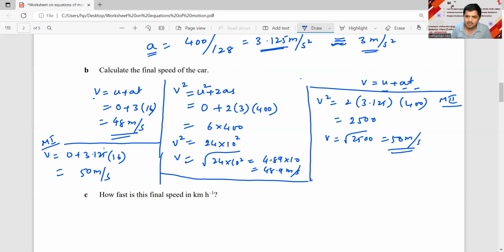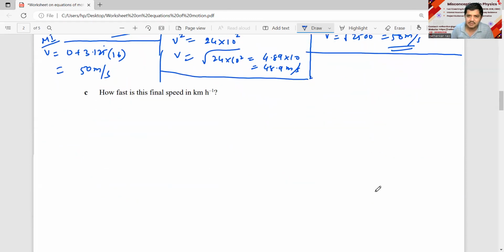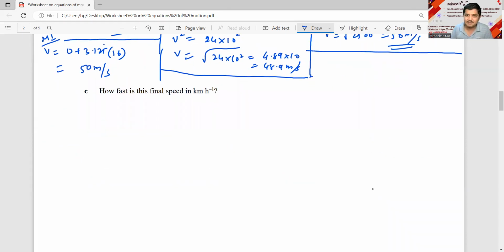Is there any other method to do this? I think I can do it by one more method also. We have used V equal to U plus AT, and V square equal to U square plus 2AS. Let me use another method also. Now we know that S is equal to U plus V divided by 2 into T. Let us do it using this also. What is S? 400 meters.